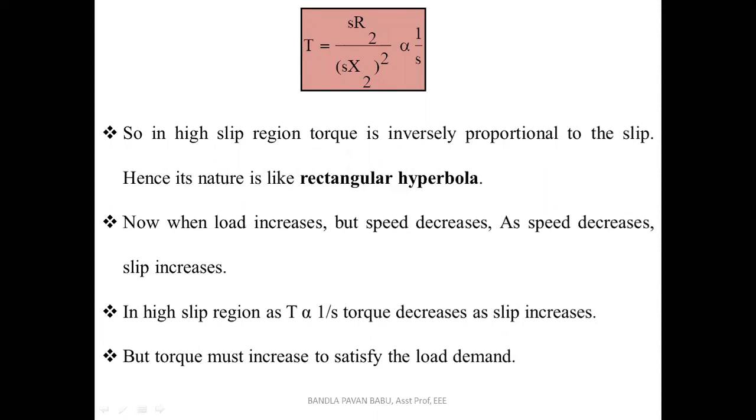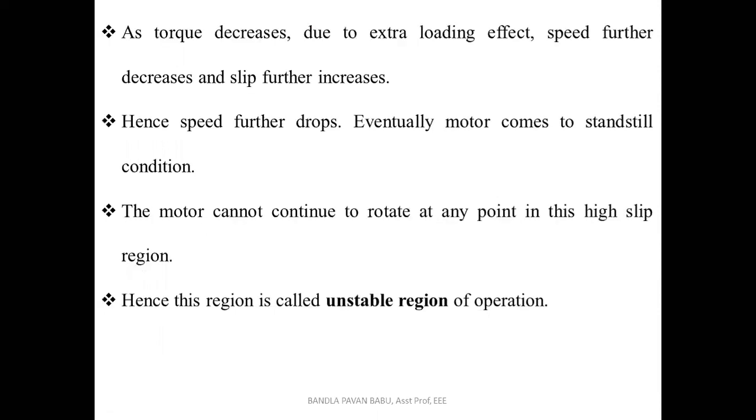So from this, what statement can we make? There should be a moderate or medium, finite value, so that the torque can be maintained and the slip can also help in maintaining the torque. But the torque must increase to satisfy the load demand. That means the machine tries to reach the maximum torque in order to satisfy the load demand. Load demand here means the mechanical load. Next, as torque decreases due to extra loading effect, speed further decreases and slip further increases.